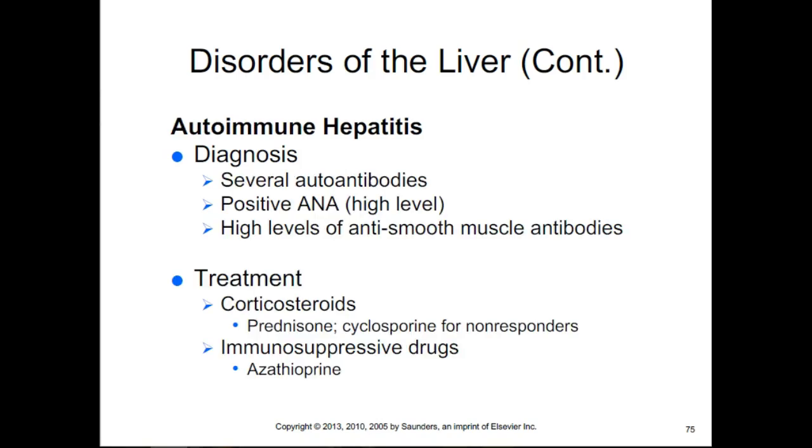You have autoimmune hepatitis. So some autoantibodies, which means antibodies made against our own tissues, right? So, for example, a positive ANA at a high level. Also, some anti-smooth muscle antibodies can be possible, right? So corticosteroids, to lower our immune system, are going to be used. And then cyclosporine for non-responders, so basically like chemotherapy, right? Immunosuppressive drugs like azathioprine.